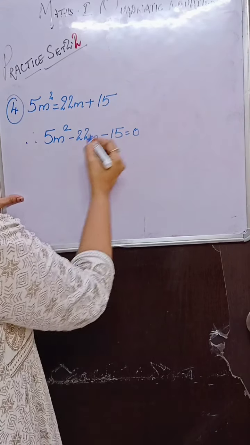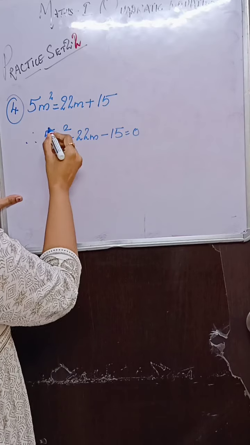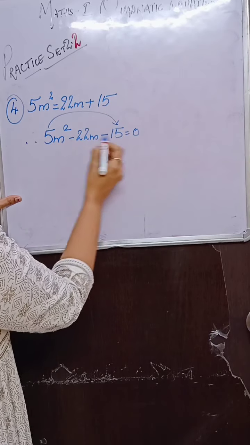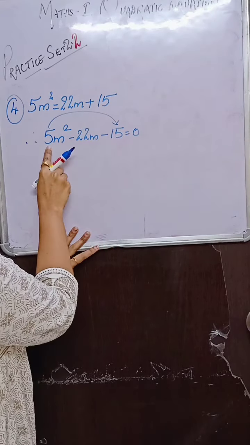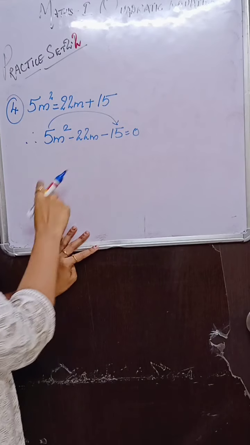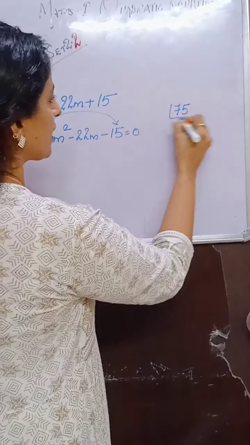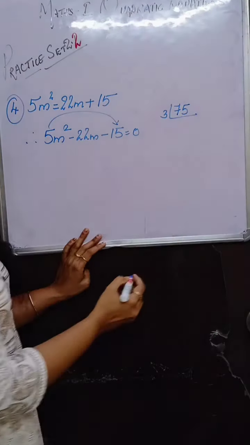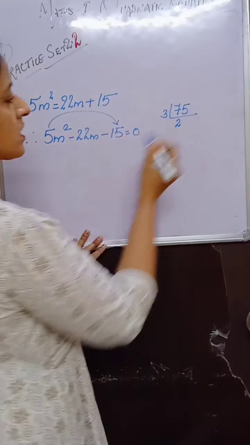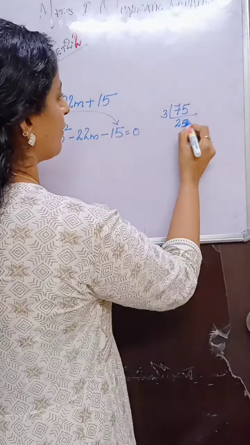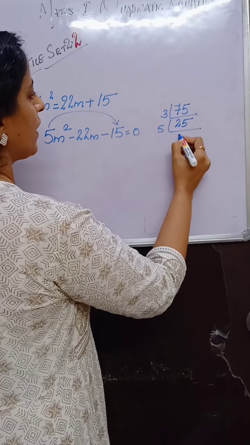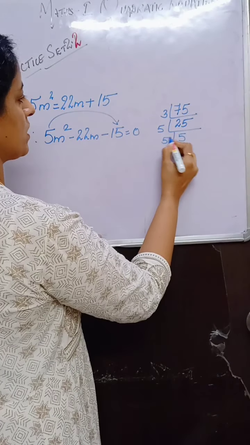Fine. So we will split the middle term. First we will multiply 5 and 15. Coefficient is 5 and this constant 15. 15 into 5 is 75. Factorize 75 goes in 3's table. 3 2's are 6 and 3 5's are 15. 5 5's are 25 and 5 1's.